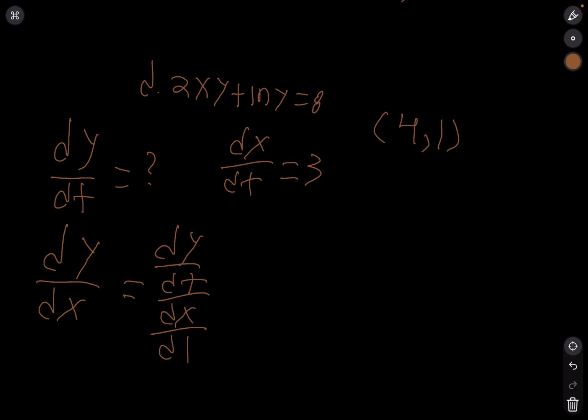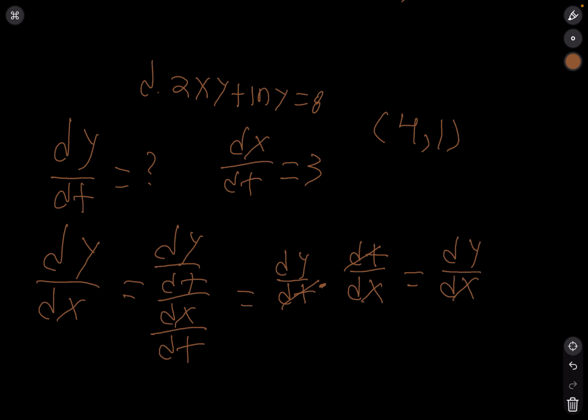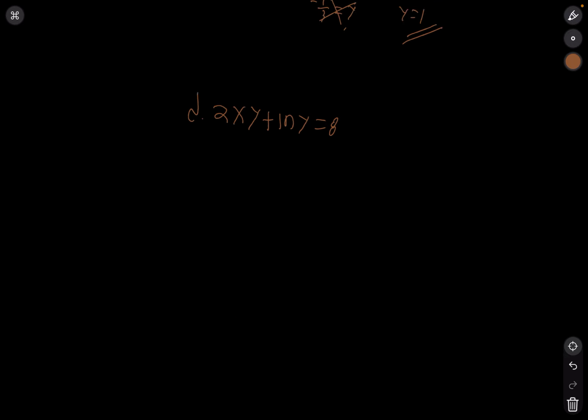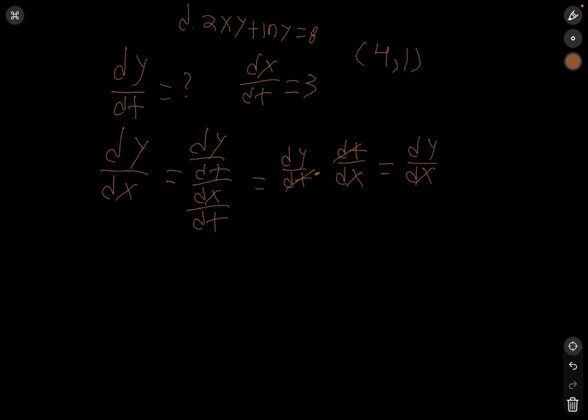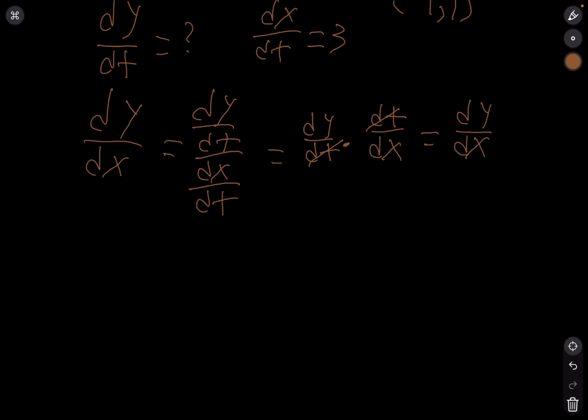Because basically dy/dx is just dy/dt over dx/dt. Since there's an x and y variable to find the slope, you have to do this. Because as you can see from here, when you keep change flip, you cancel out the dt's and you just get dy/dx. So our equation is 2xy plus natural log of y is equal to 8.